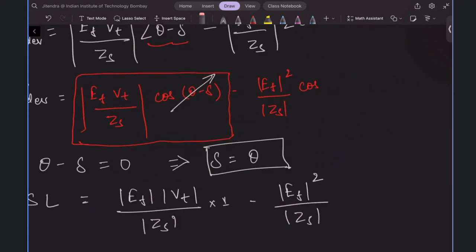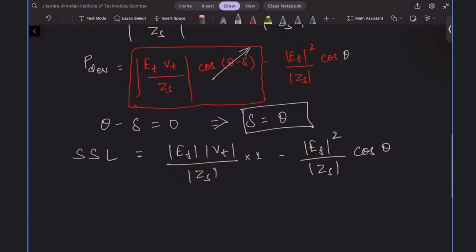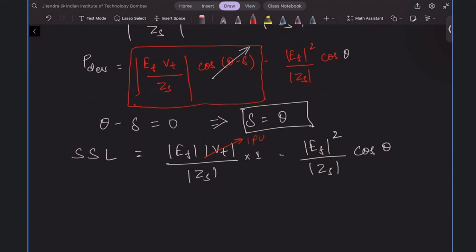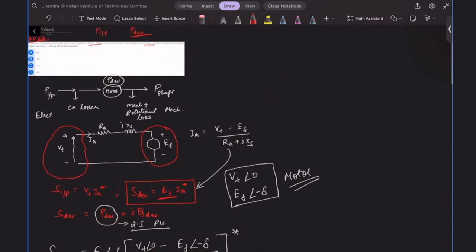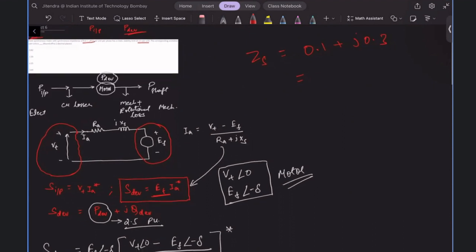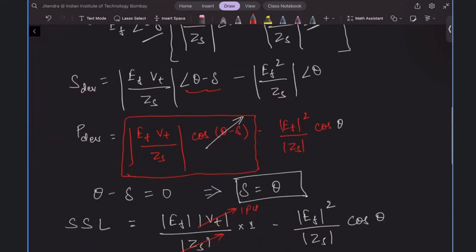cos theta. Now we know Vt in terms of per unit, it is 1 per unit, right? And Zs is given. Zs is given as 0.1 plus j0.3. So please calculate the magnitude of it, and the angle theta as well. So theta will be tan inverse 0.3 by 0.1. So it will be 3, and I can't remember that, but please find it out.